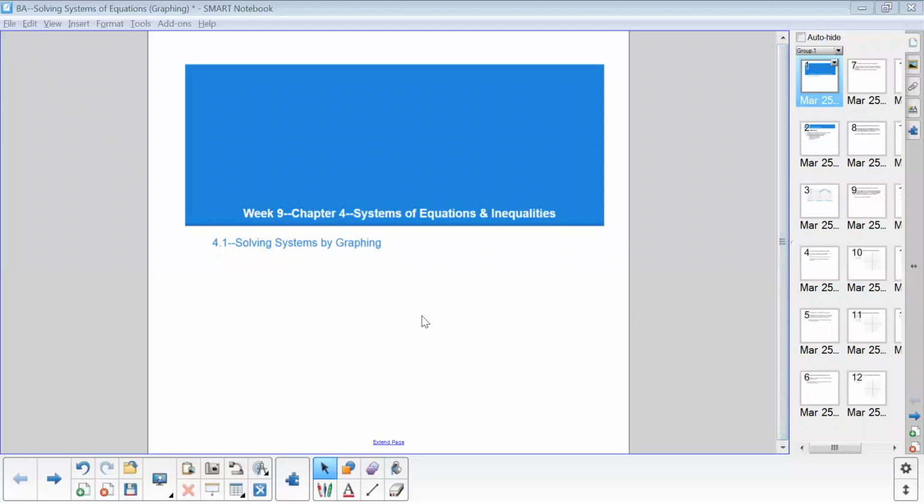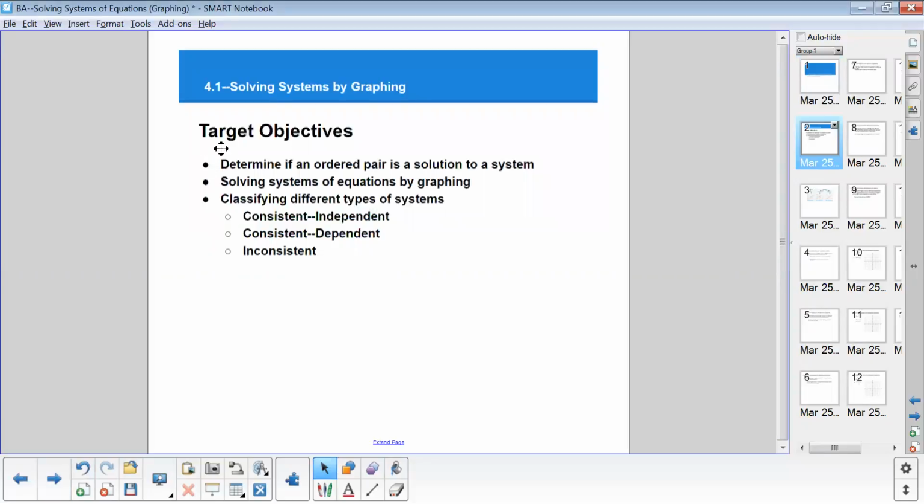So we're going to look at this through the means of graphing. We're going to utilize the graphing calculator, and we'll do some of these by hand as well, but we'll see how we can use the technology to help us find our solutions. With systems of equations, our objective is to determine the ordered pair.